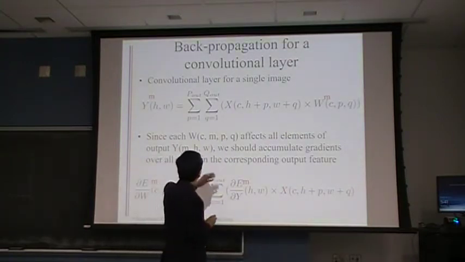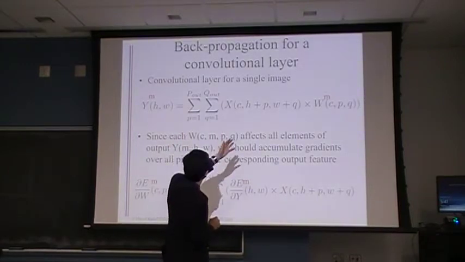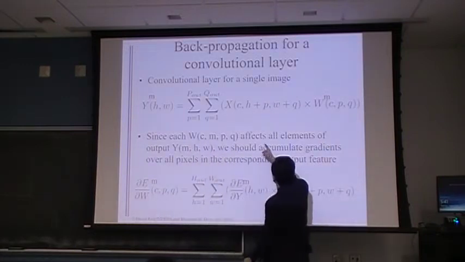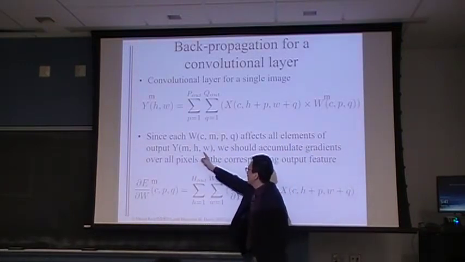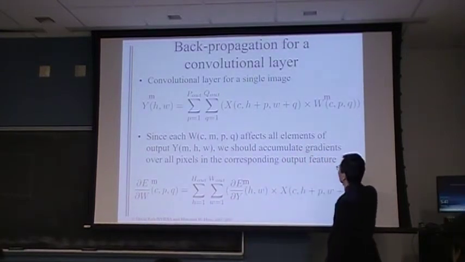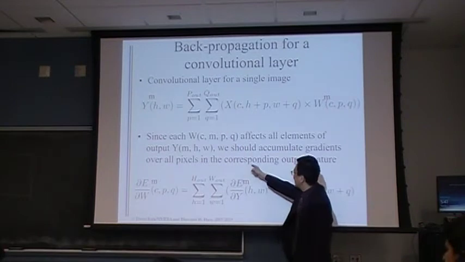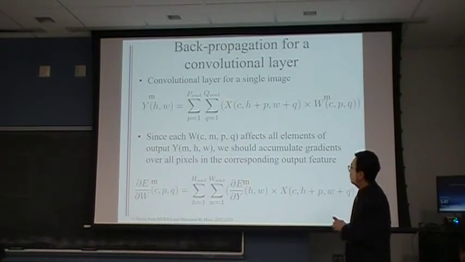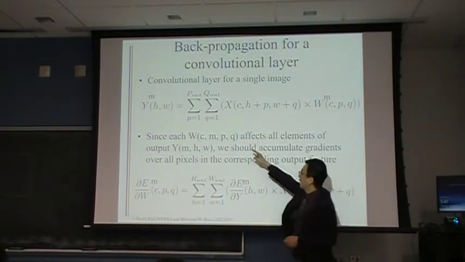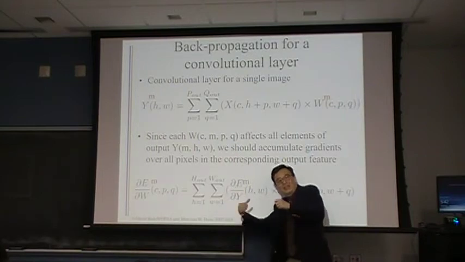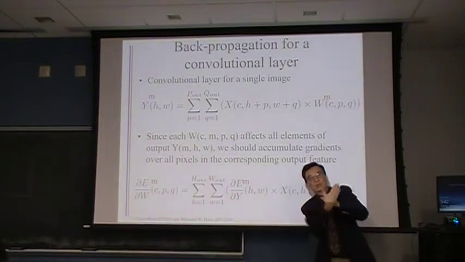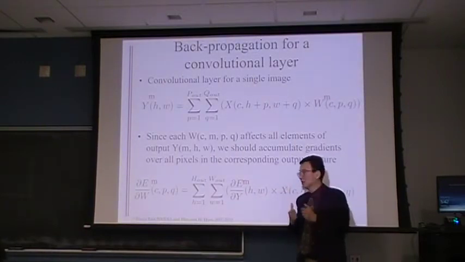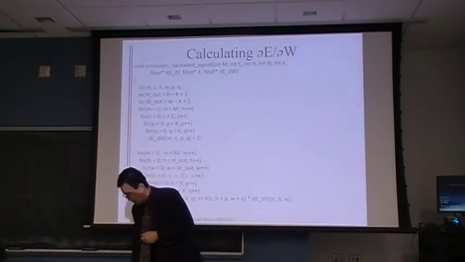So in the convolution layer, since each W element affects all the elements of Y here, we should accumulate gradient over all the pixels in the corresponding output feature. That is, all the output features will somehow be affected by every element. So we need to contribute that importance back into each W element, right? Through all these paths. And that's what we're going to do in the code.